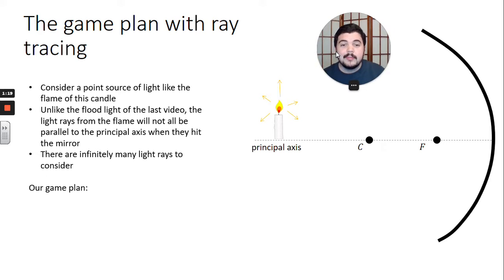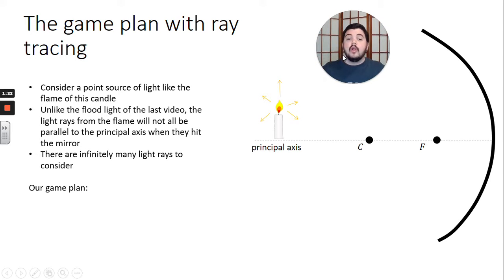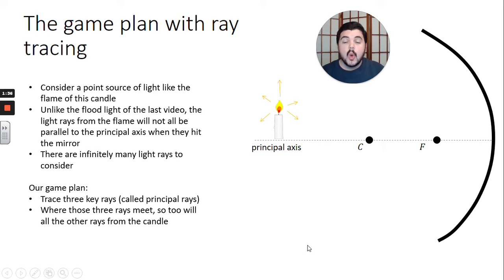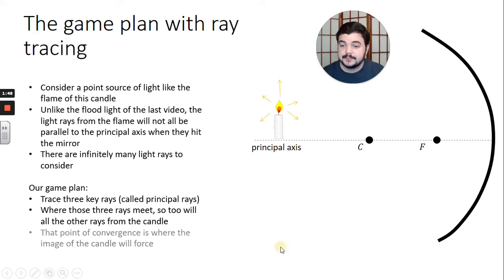And so here's our game plan. How do we handle all of these light rays? We're going to draw three key rays of the infinitely many that are possible. These are called the principal rays for our diagram. Where those 3 rays meet, so too will every other one of the infinitely many light rays. And we'll look at some examples of that in class.